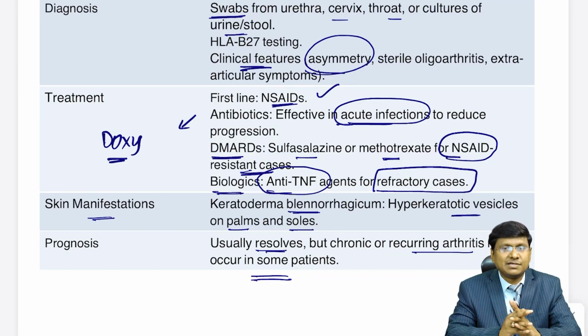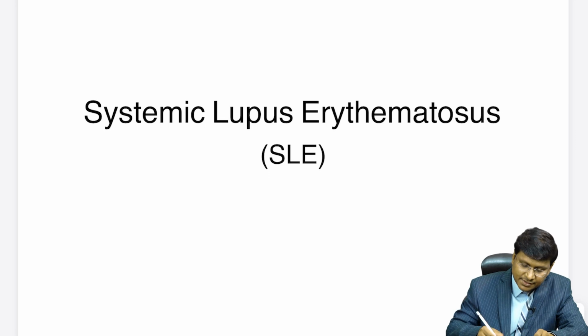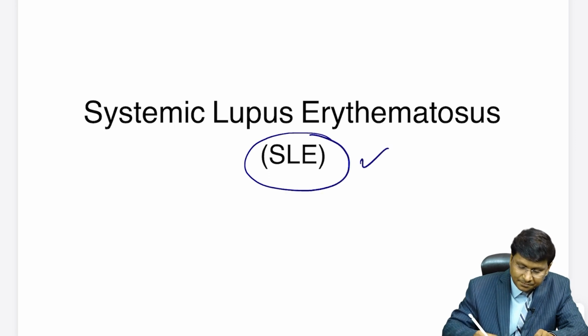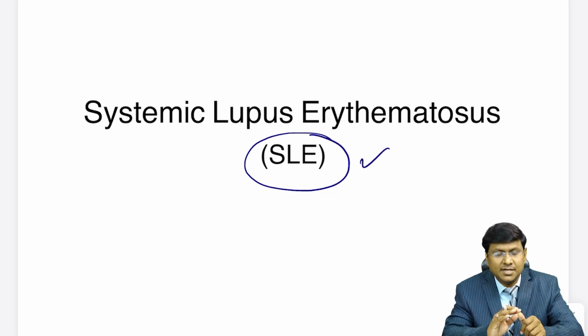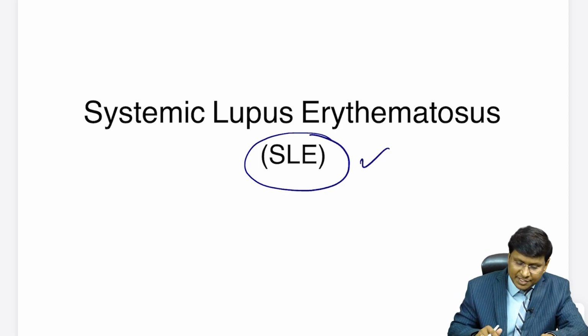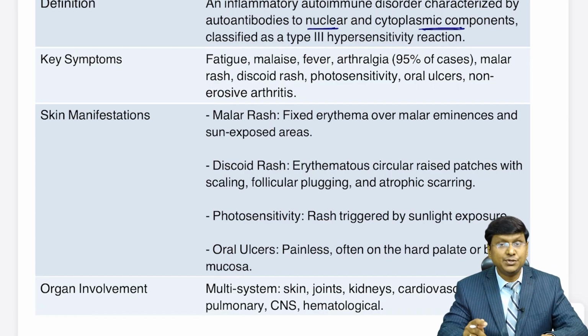Now, after having discussed reactive arthritis, the next important topic is SLE, that is systemic lupus erythematosus. This is an autoimmune condition. Multiple systems are being affected. Multiple autoantibodies are there, but these autoantibodies, please remember, are mainly against the nuclear as well as the cytoplasmic components.